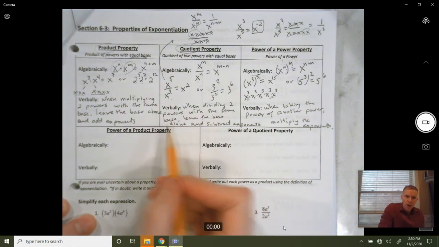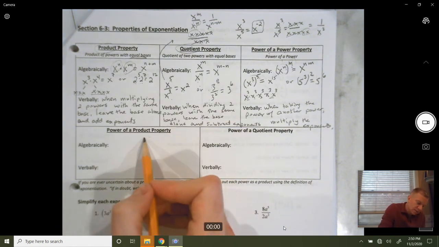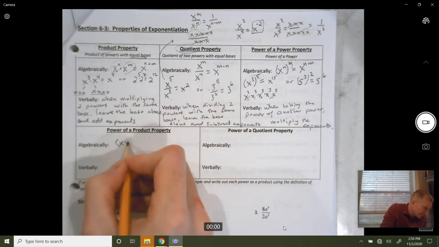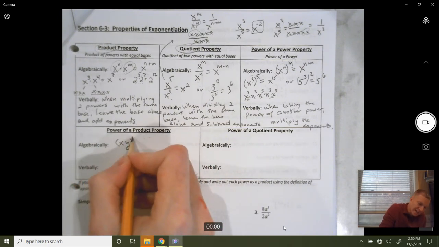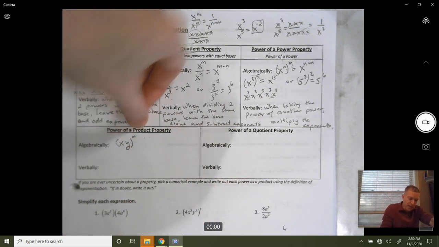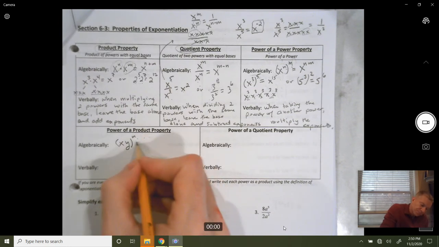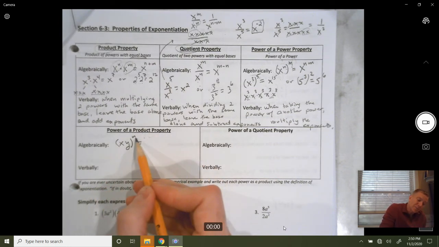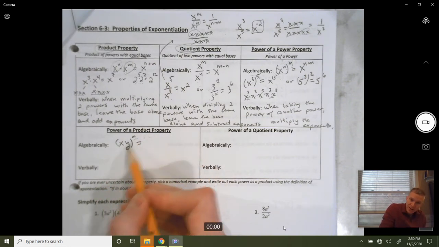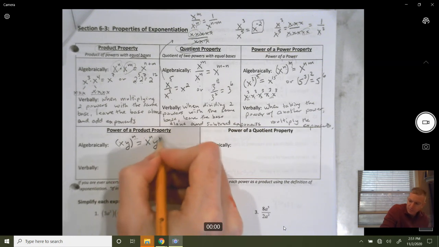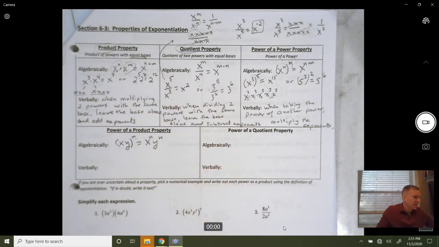Now the next one, the power of a product. So if you have a product first, x times y, and you raise that to any exponent, now you have a power of a product. Well, that n applies to both of these factors in your parentheses, both of these factors in the base. You could say it distributes. x to the n, y to the n.